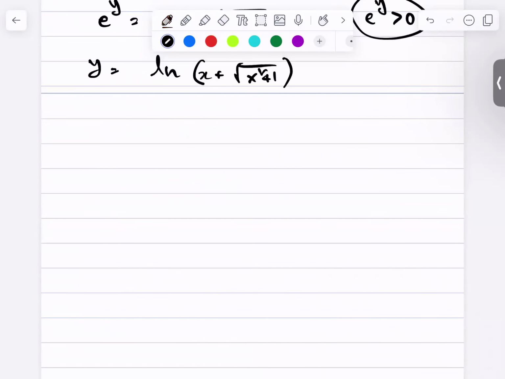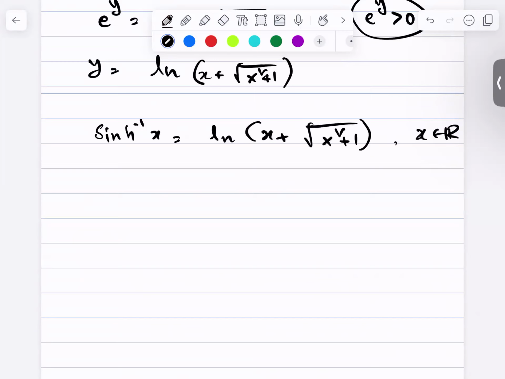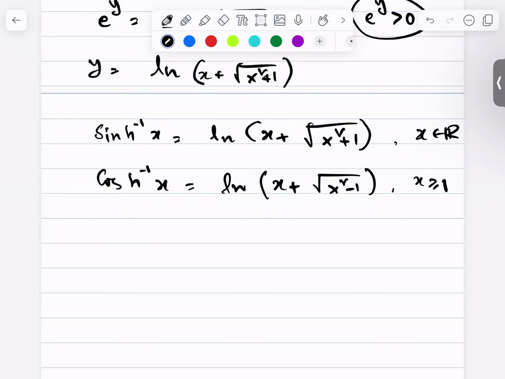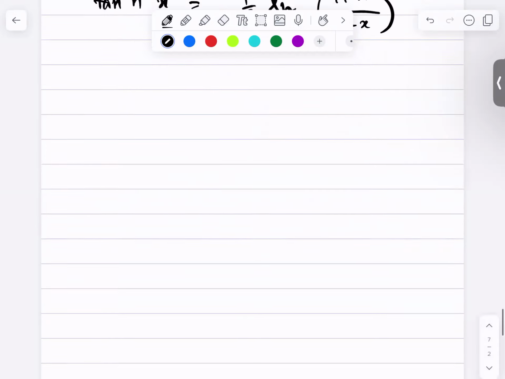So using the same kind of manipulation, I can write sine hyperbolic inverse x is ln of x plus the square root of x squared plus 1. Basically, I have proved this for x belonging to R. And similarly, by doing the same kind of manipulation, we can say that cosine hyperbolic inverse x will be ln of x plus the square root of x squared minus 1, where x is bigger than or equal to 1. And also tangent hyperbolic inverse x is half ln of (1 plus x) over (1 minus x). Cool. You can prove it if you want.